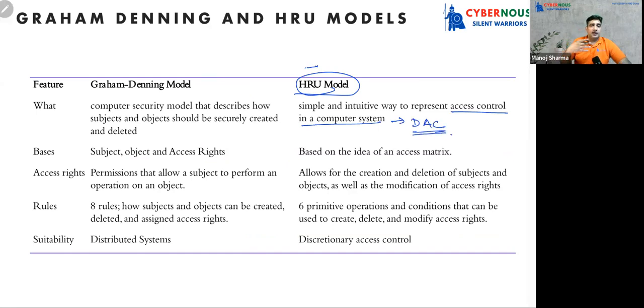Discretionary means I am the owner of something. Whatever file I create, I am the owner of it, and it is up to my discretion to whom I want to share my file. That is called discretionary access control. This is based on the idea of an access matrix, just like the previous one, and it allows for the creation and deletion of subjects and objects, as well as modification of access rights.